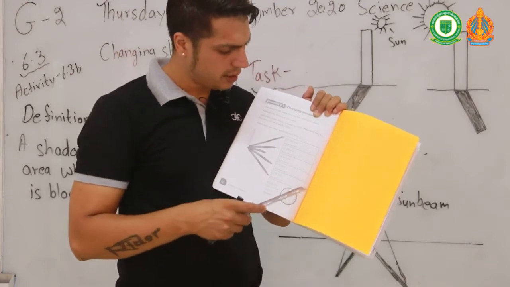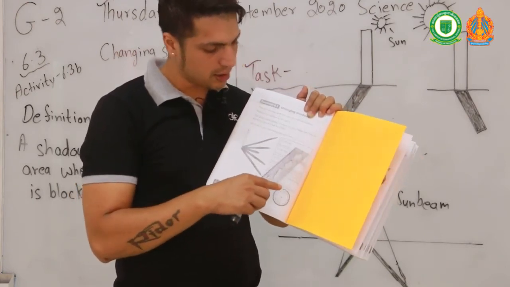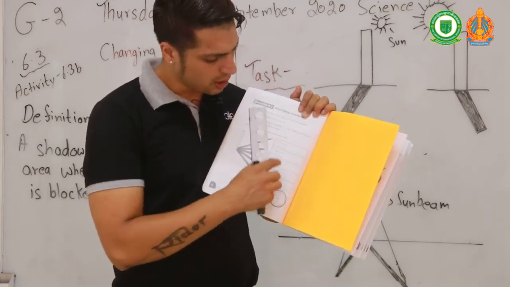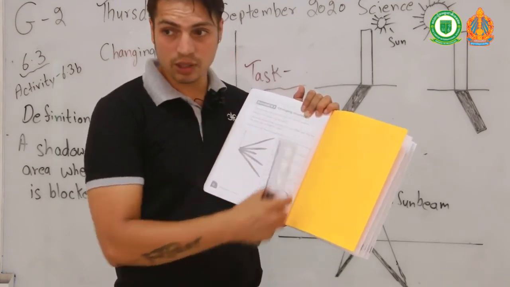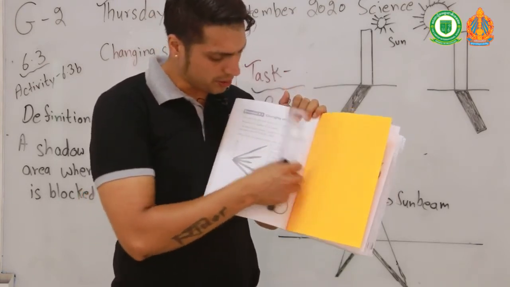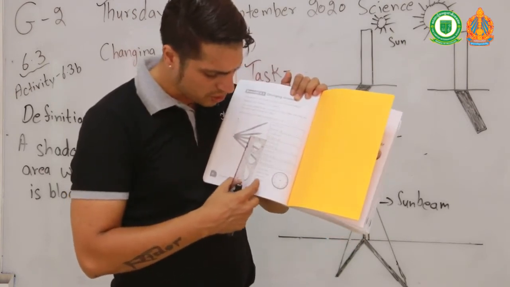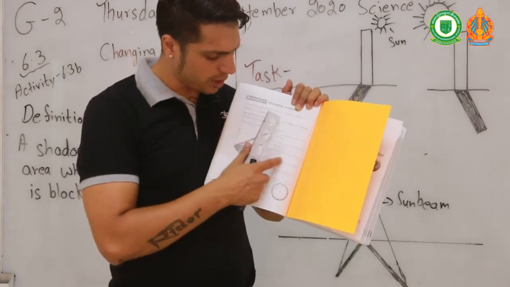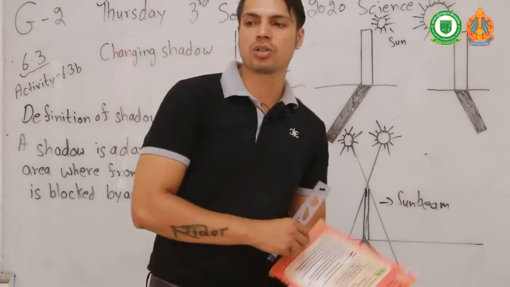6.5. So you can write down here the number of centimeters, and here you can write down the numbers. And here draw the time of the shortest shadow. The shortest shadow is this one, 12 p.m., so you have to draw the time. So this is your task 2.